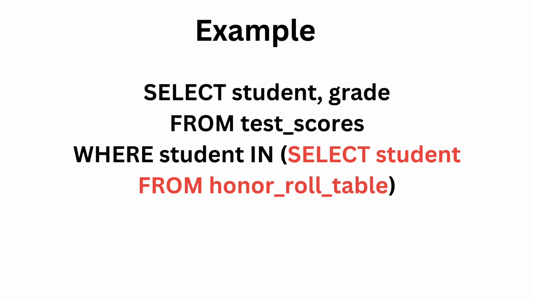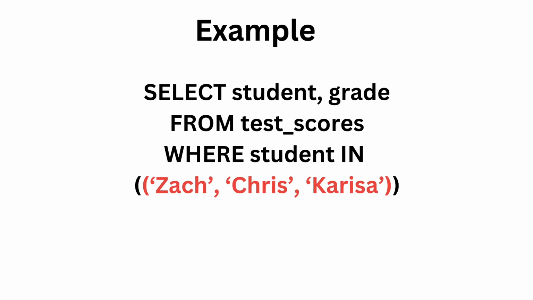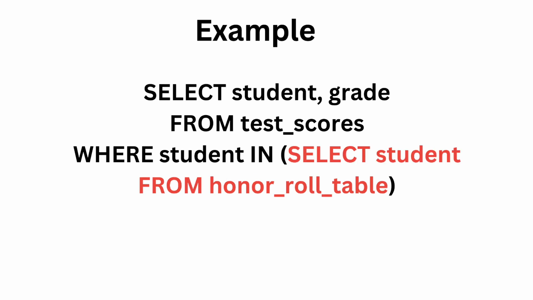So we could, in our subquery, say, select the student name from the honor roll table, and then that will yield back some results of the student names. For example, let's say Zach, Chris, and Carissa are the students in the honor roll. And then, after that subquery is done executing, we can say, select the student and their grade from test scores, where a student is in this list of students. So note here, this seems to follow along very similar to a join, but sometimes, especially for complex queries, it's easier to think of them as a subquery.